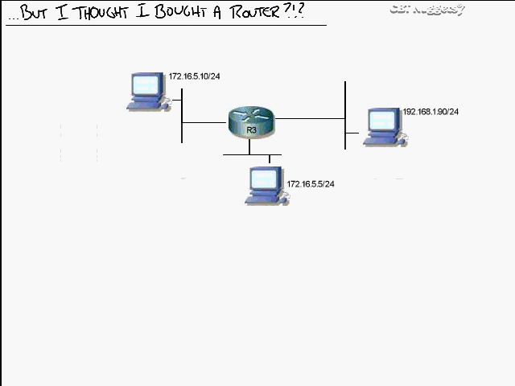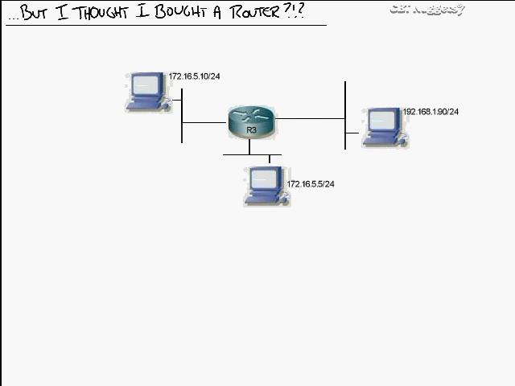Now, when I first saw transparent bridging, I made this statement right here. I said, but I thought I bought a router. If I wanted a transparent bridge, I would have bought a switch and connected those together. Now, I know routers add the wide area network component that gives you that true transparent bridge over a wide area network link, but this is a router as well, so it should be able to route, right?